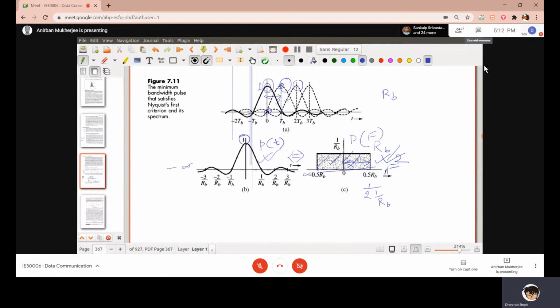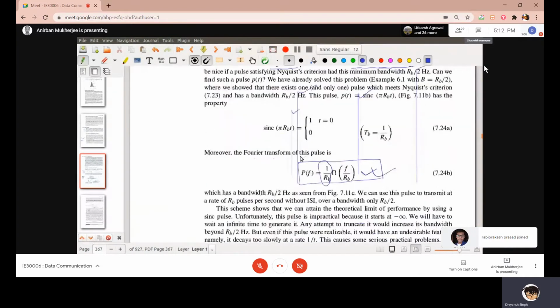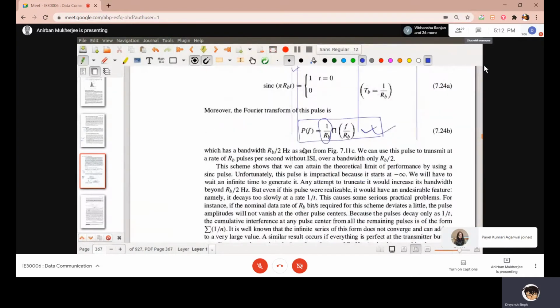Okay, and it will extend to plus infinity. So that means you have to wait up to infinity time to start the pulses. And also, if you disconnect somewhere, means if you just truncate somewhere here or somewhere here, then you will have a ripple here. Okay, so that means this is the problem, and also that means pulses are not realizable.